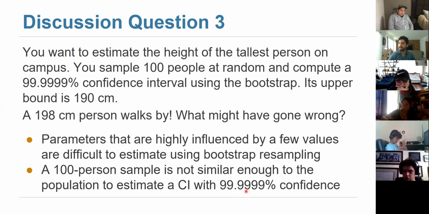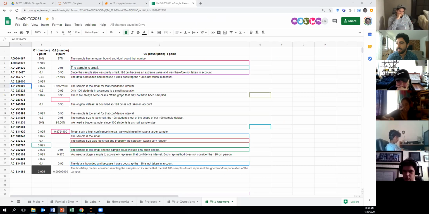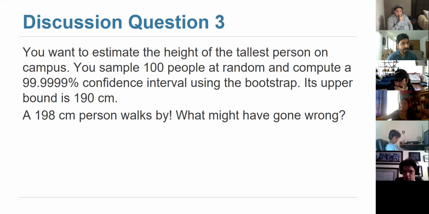Like 99.999%, you don't get this with 100 samples. As some of you clearly highlighted here, the sample is very small. Only 100 students is a very small sample. Most of you put the same correct answers. So that's it for these questions. Any doubt about any of these 3 questions?